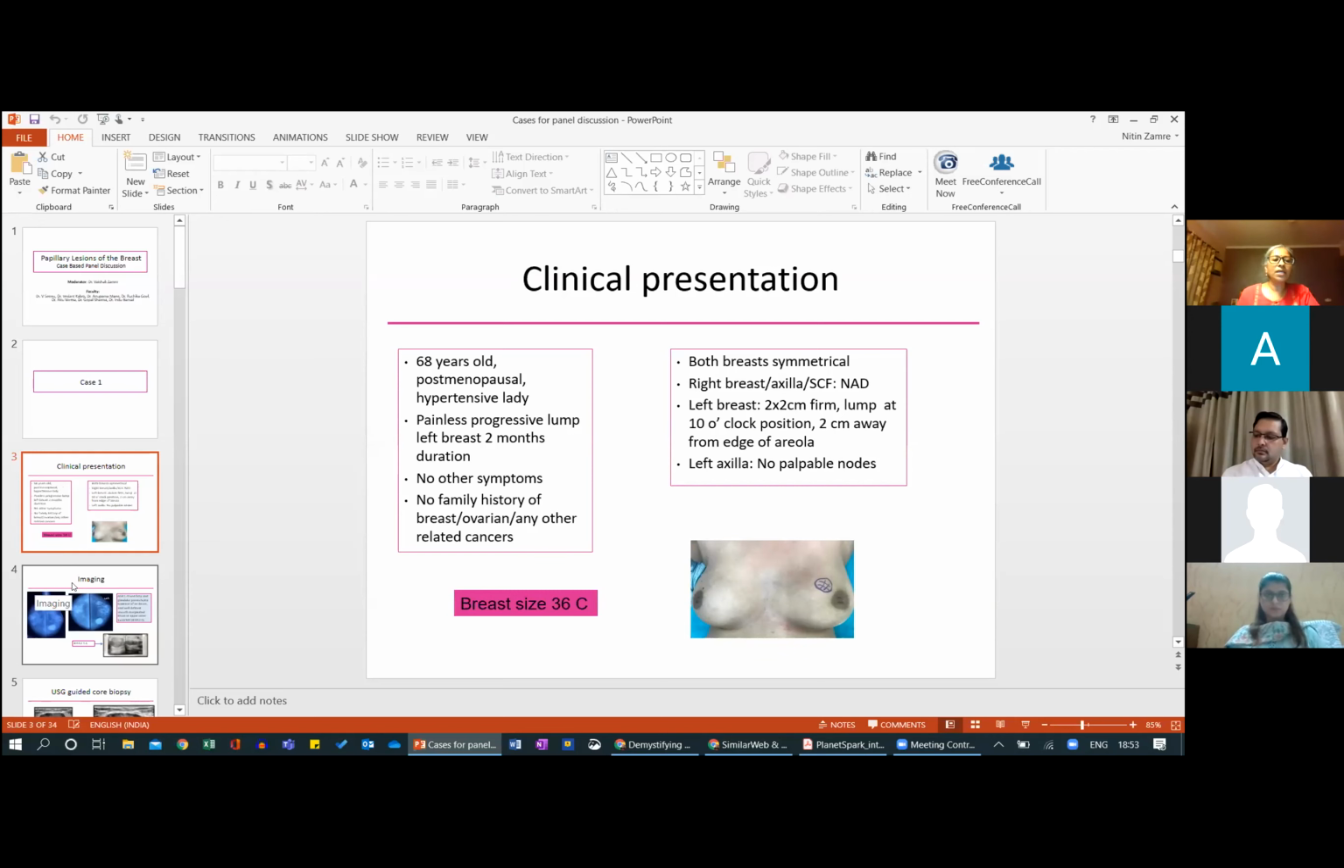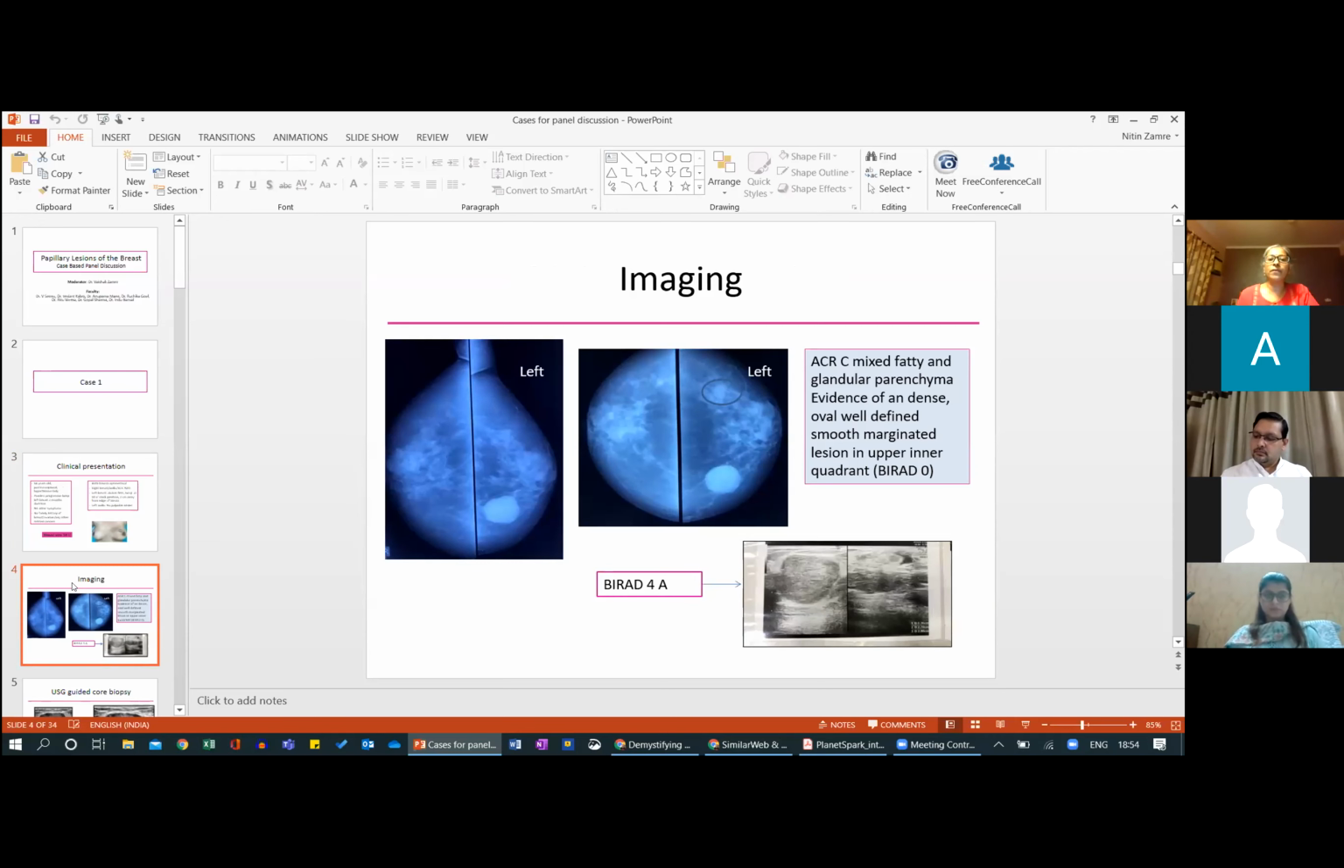She had come with a mammography, and the films were presented to us at the clinical examination. The report was ACR-C, mixed fatty and glandular parenchyma, with evidence of a dense, oval, well-defined, smooth marginated lesion in the upper inner quadrant. It was reported as BI-RADS 0. When we looked at the pictures, we could find another lesion situated in the upper part, and it was isodense.